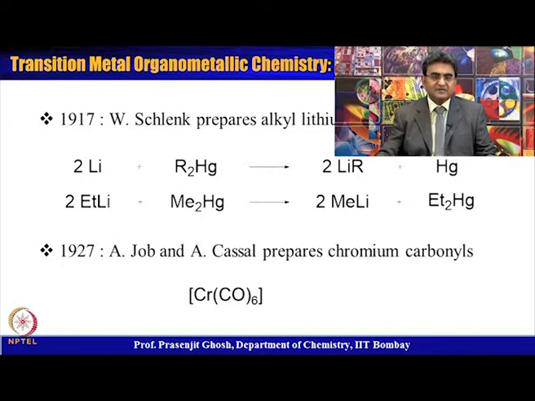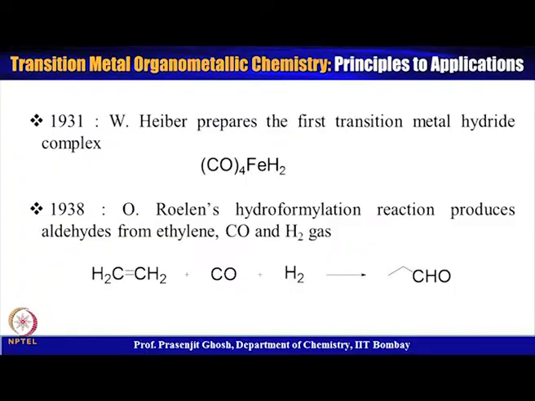In 1927, A. Job and A. Casal prepared chromium carbonyls. So, in 1931, W. Hieber prepared the first transition metal hydride complex in the form of Co(CO)4H2Fe, that is Fe(CO)4H2.